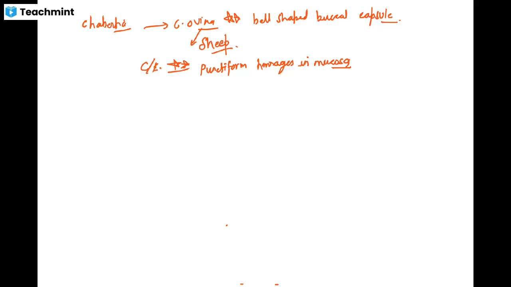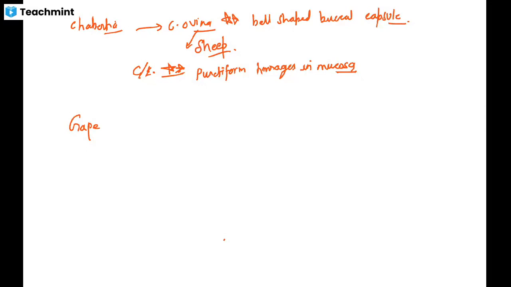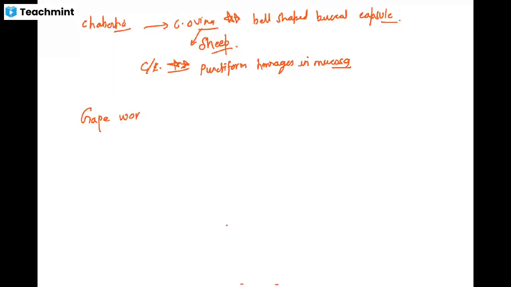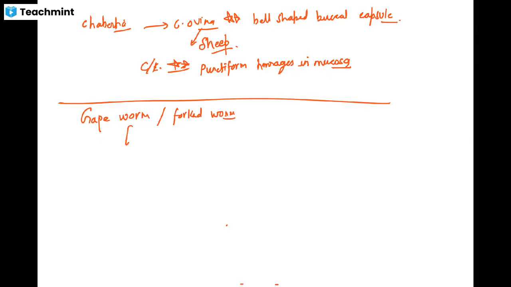Next one is gapeworm. They are also known as forked worms or Syngamus. They are present in the trachea of turkey, fowl, pheasant, guinea fowl, goose, and various birds. Simply put, they are present in many kinds of birds.